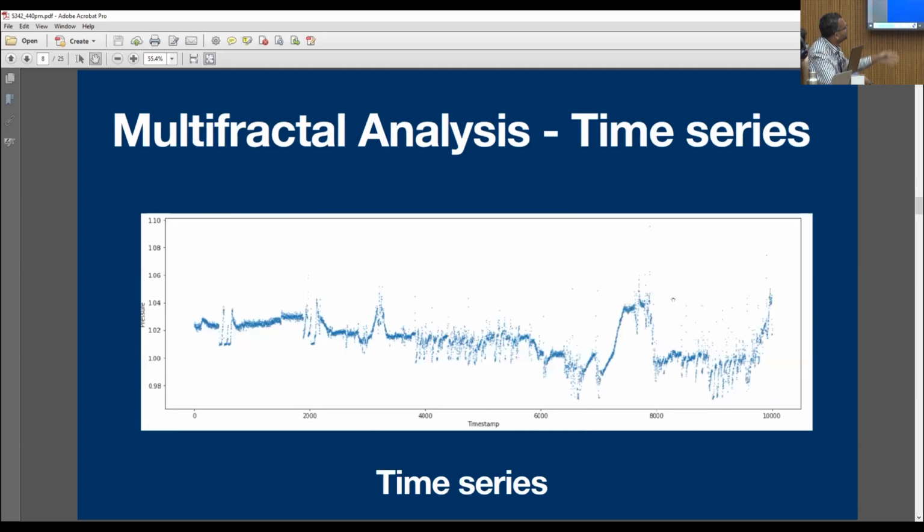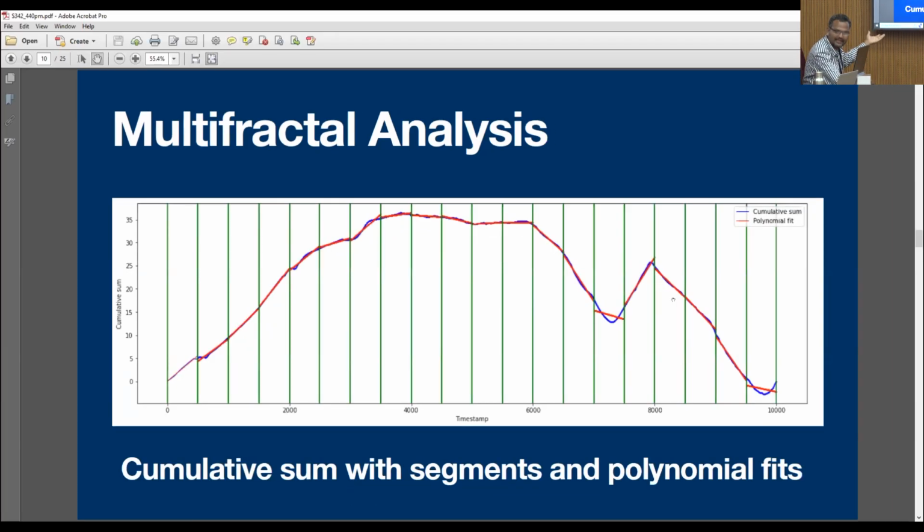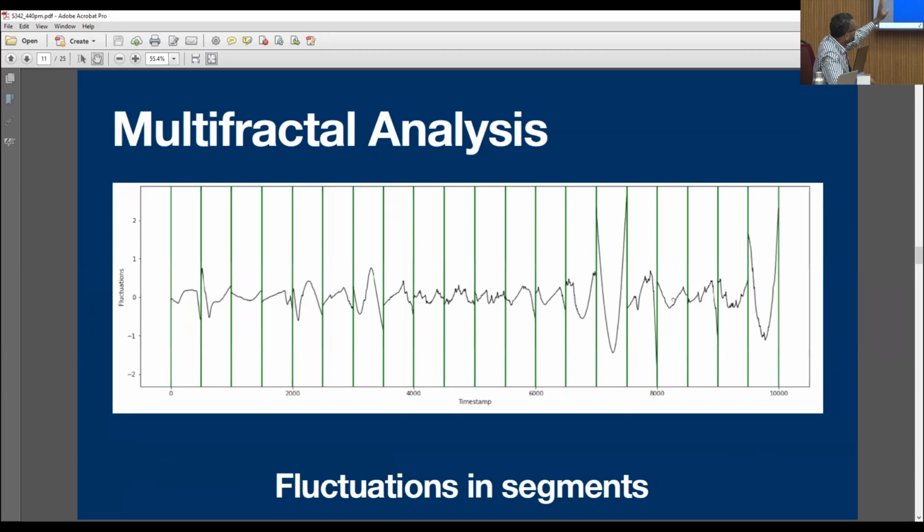So let's say this is the time series. We have cumulated it, because when integrating we want to eliminate the errors and get better approximations. Then we segment it using one scale here. S is a scale. The red lines are the fits, and the blue line is the original time series. The next step is we detrend it, and after we detrend it, these are the fluctuations of each one of the segments.